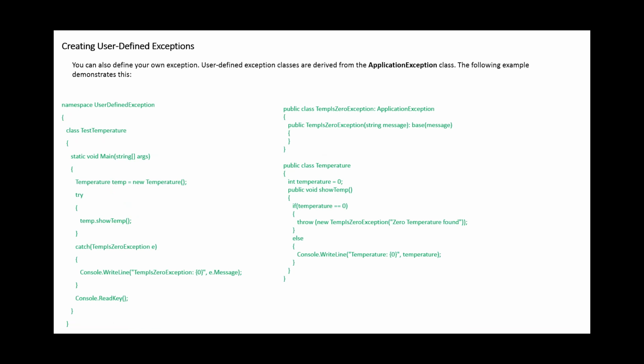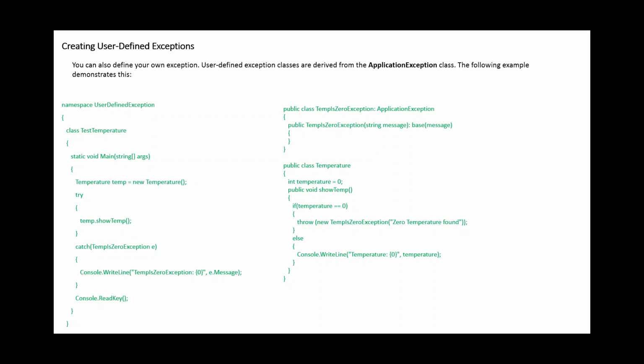Okay, so creating user defined exceptions. There are already predefined exceptions and many things are there, but still you may want to create your own user defined exception. That time you can use this kind of implementation. Here is a simple example which explains a temperature exception.